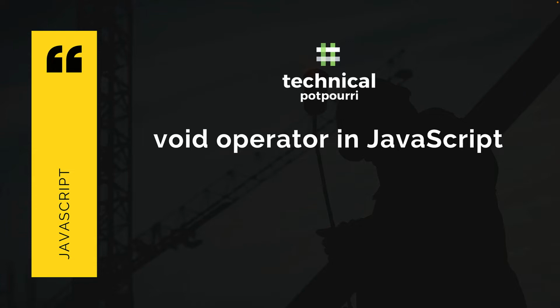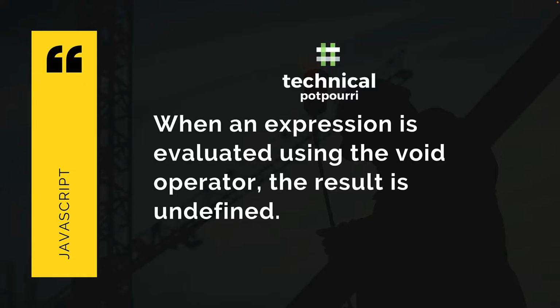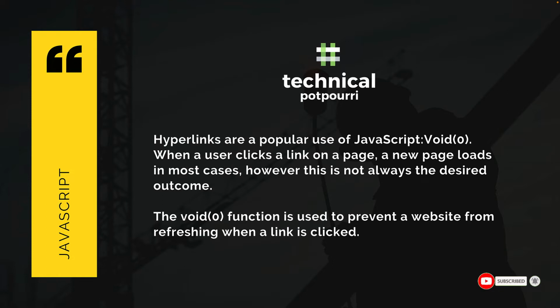Today I'll be talking about void operator in JavaScript. So let's get an introduction of void operator. When an expression is evaluated using the void operator, the result is always undefined. This operator is typically used to obtain an undefined primitive value. It's frequently used in conjunction with hyperlinks.